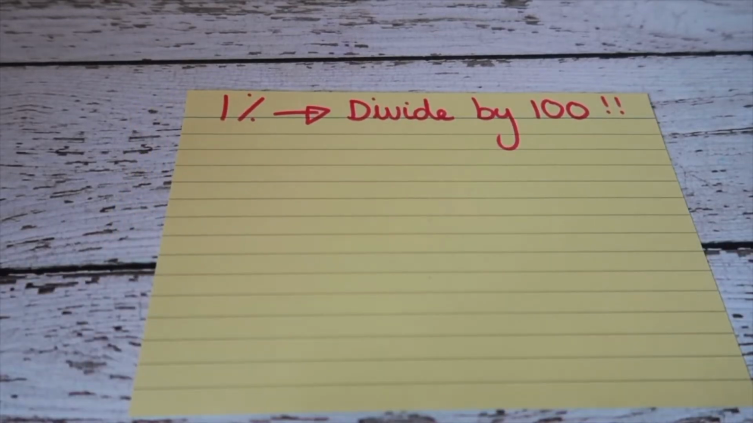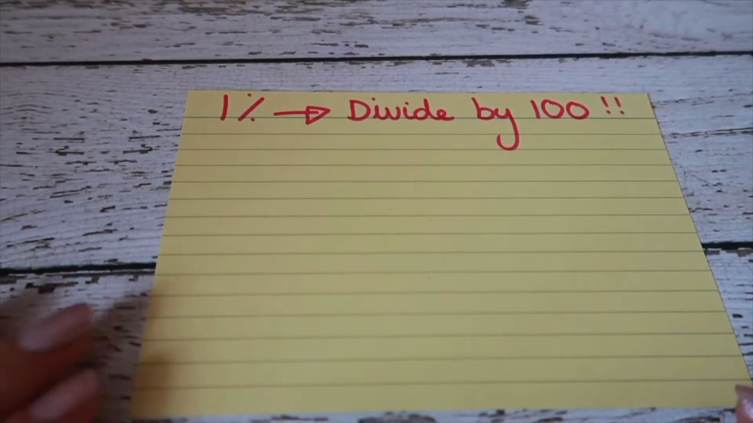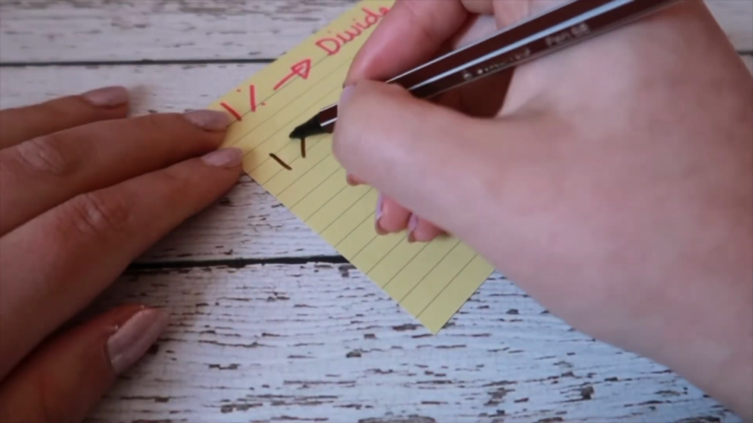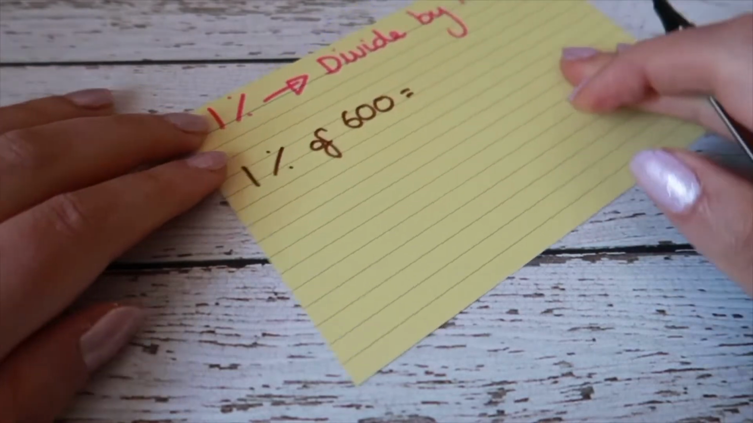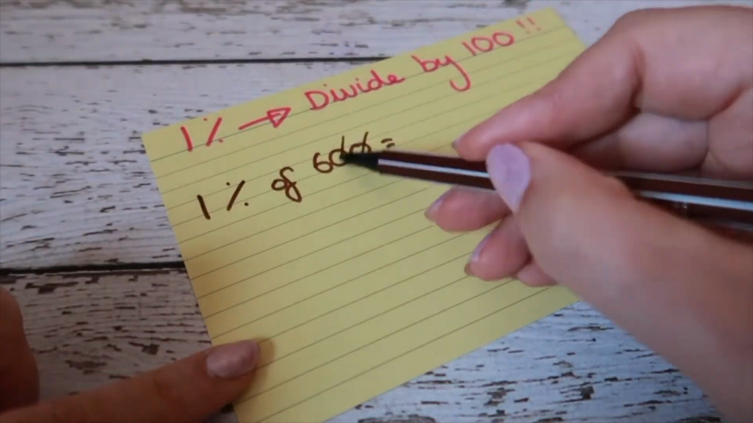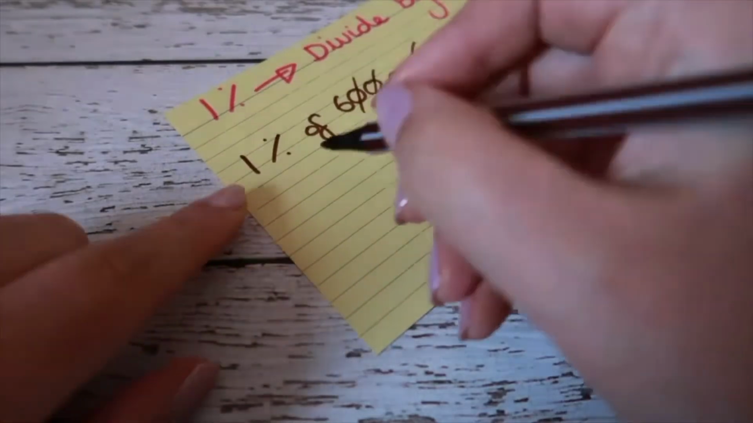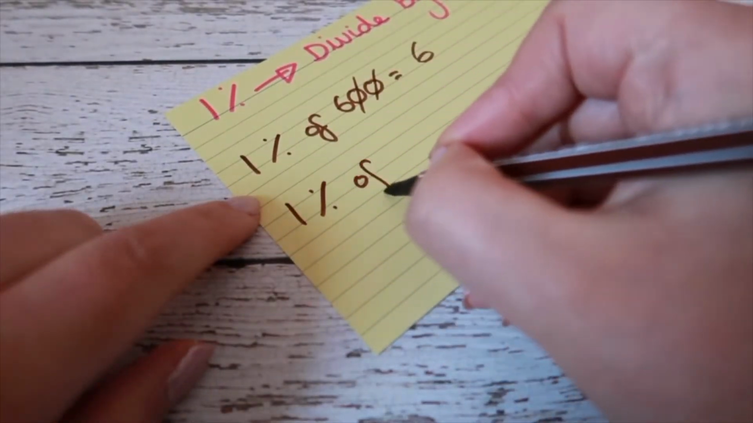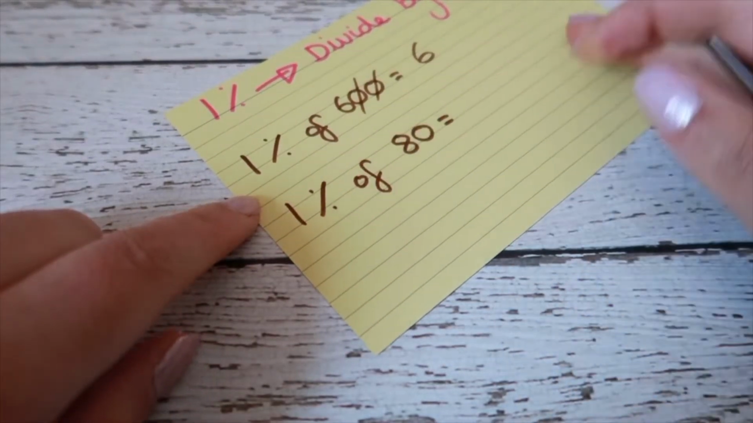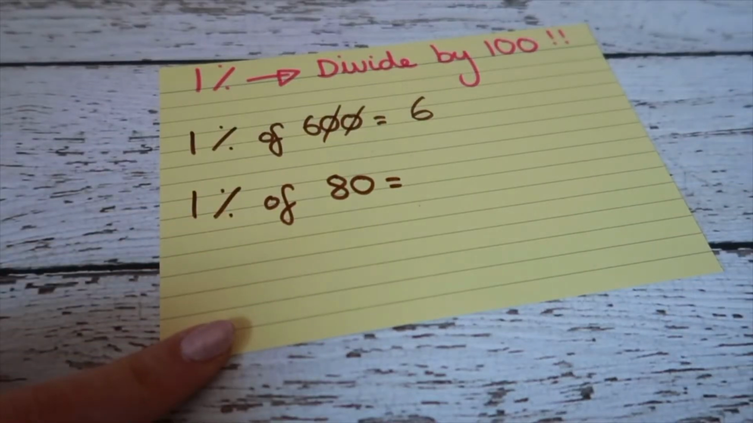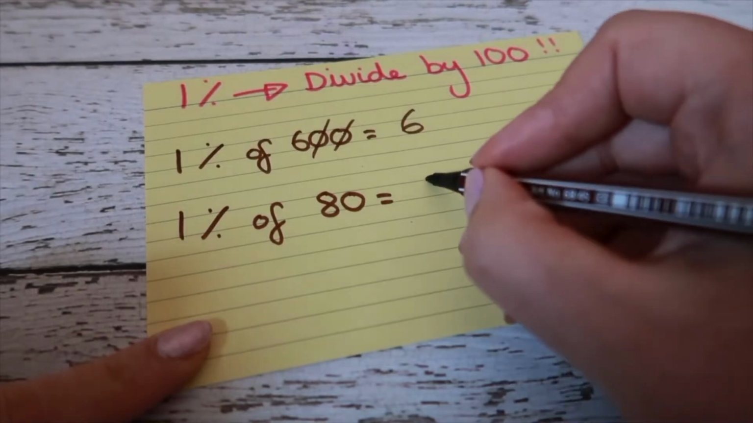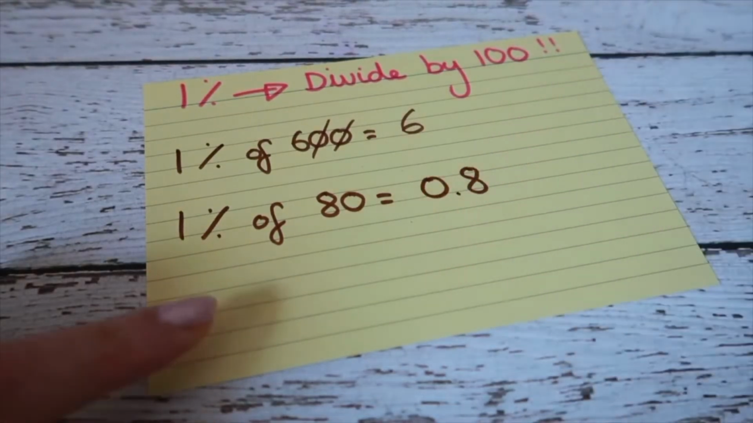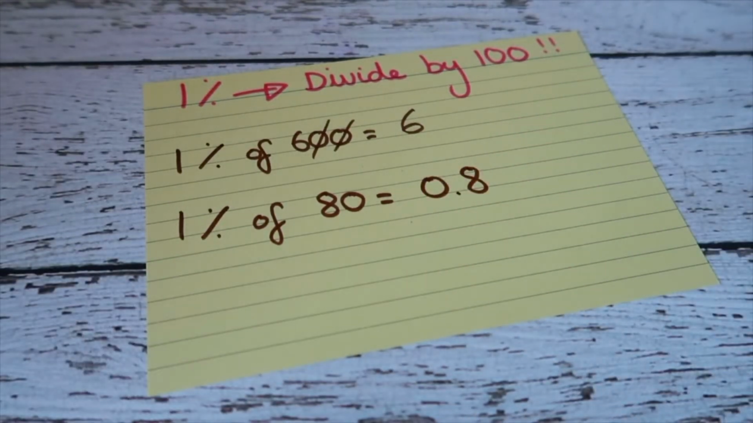Now with 1%, it's similar to 10%, but you are dividing by 100. So let's look at some examples. To find 1% of 600, you are doing 600 divided by 100, which would be equal to 6. If we look at another example, 1% of 80 is 80 divided by 100. 80 divided by 10 is equal to 8. 8 divided by another 10 is equal to 0.8. So your answer to 1% of 80 is equal to 0.8.